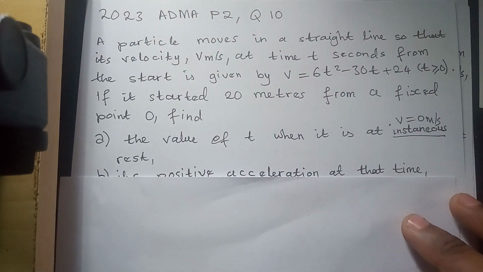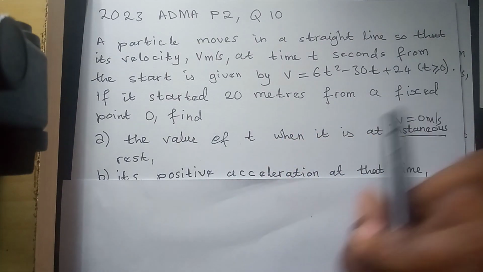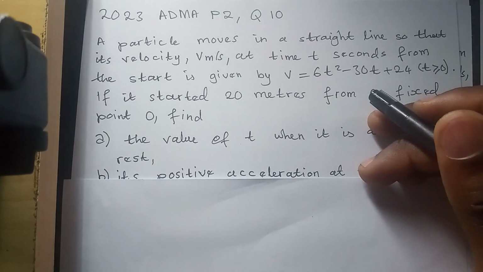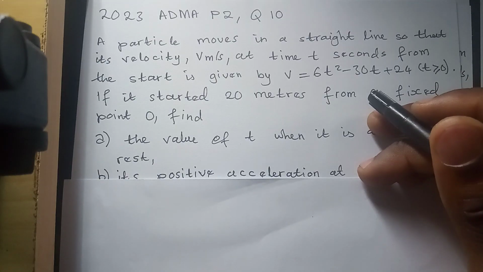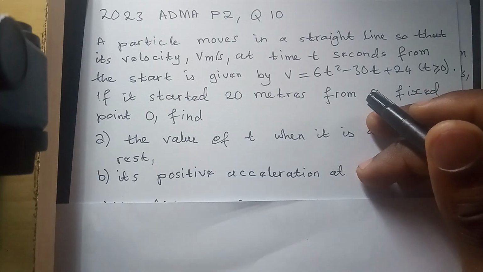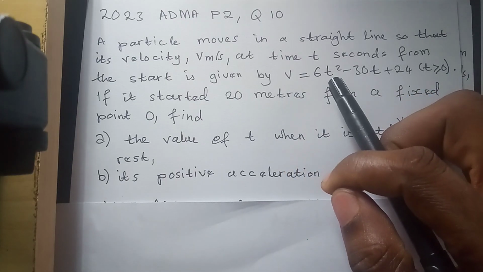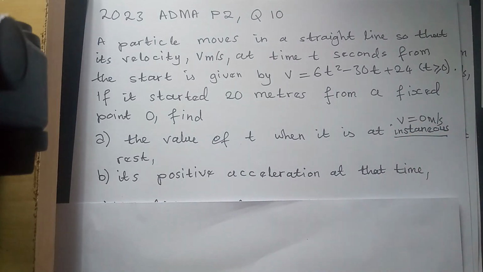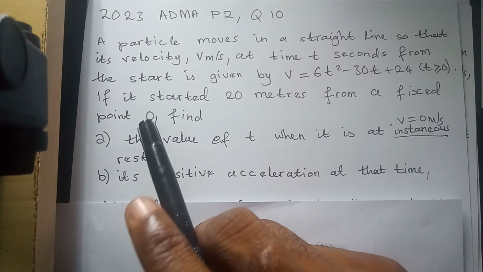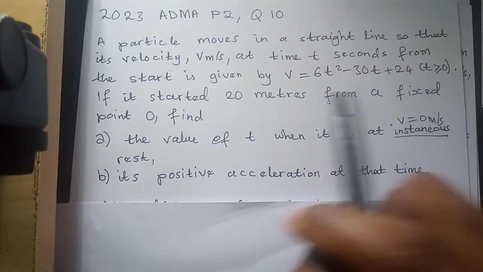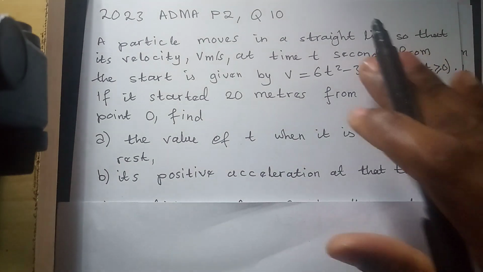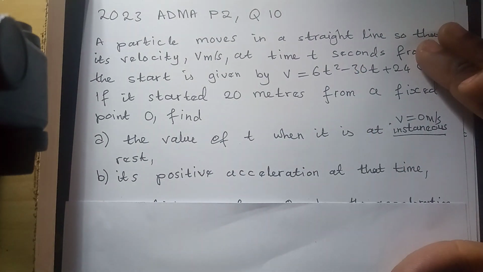So this question normally has 10 marks, 10 free marks. A particle moves in a straight line so that its velocity, v meters per second, at time t seconds from the start is given by v = 6t² − 30t + 24, where t is greater than 0. If it started 20 meters from a fixed point, find the value of t when it is at instantaneous rest.